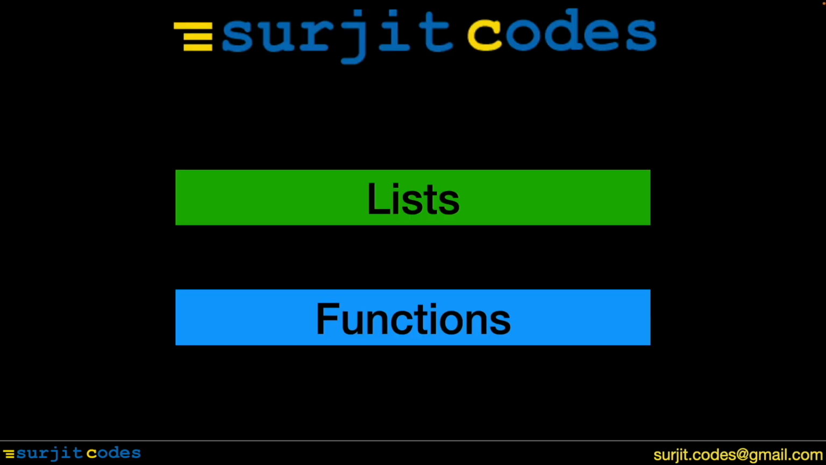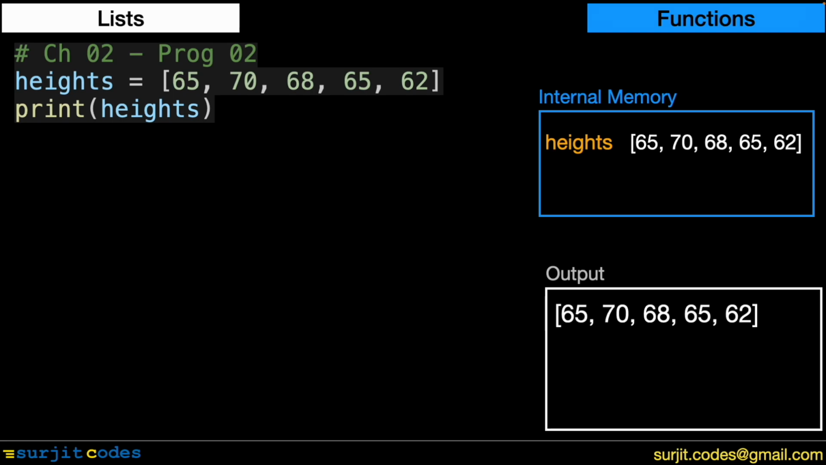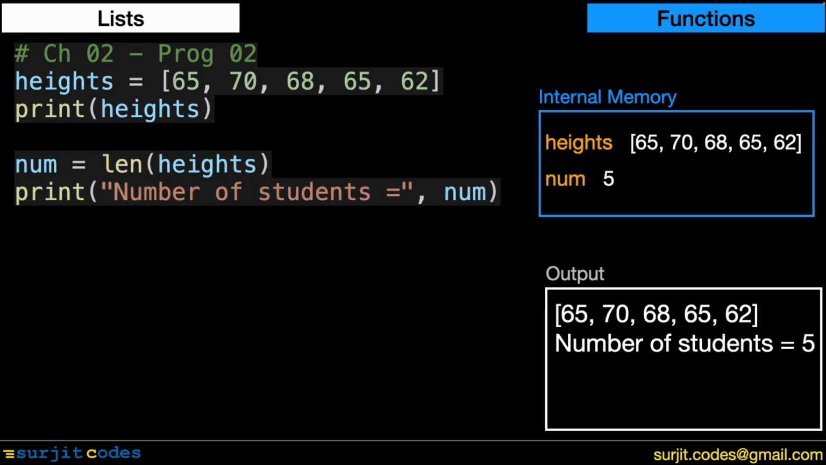Let us now discuss some list functions. Consider the list of heights of 5 students. Print function on list variable heights will print it on the output screen. Len of a list gives its length, which is the number of items in the list. We save it in the variable num and print its value.